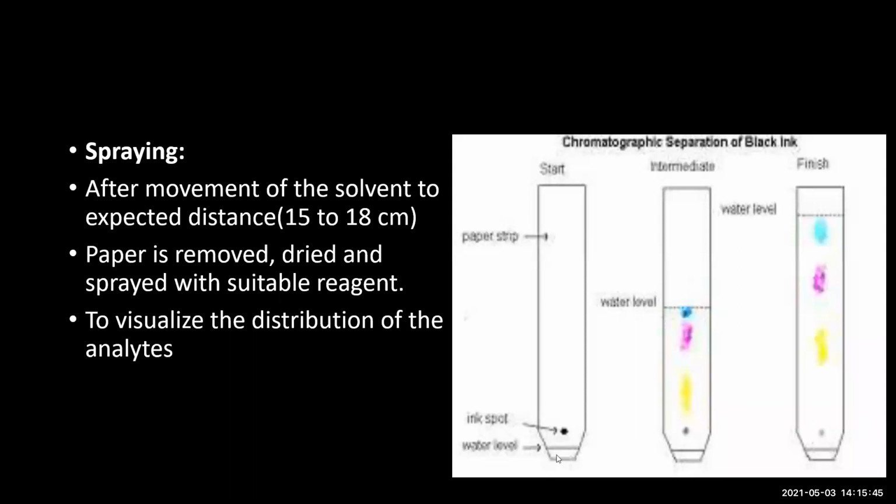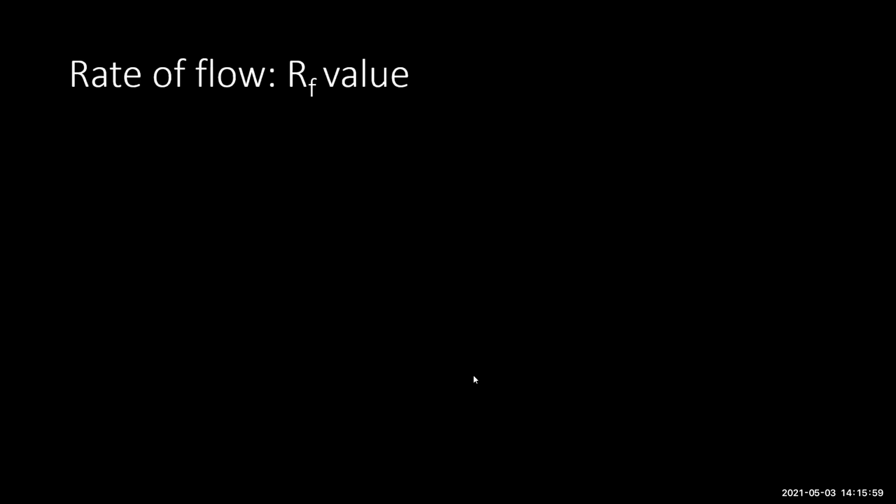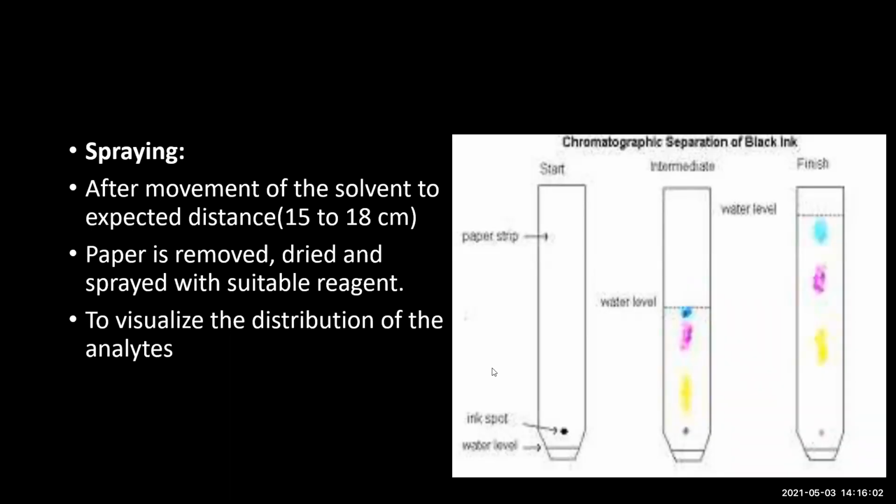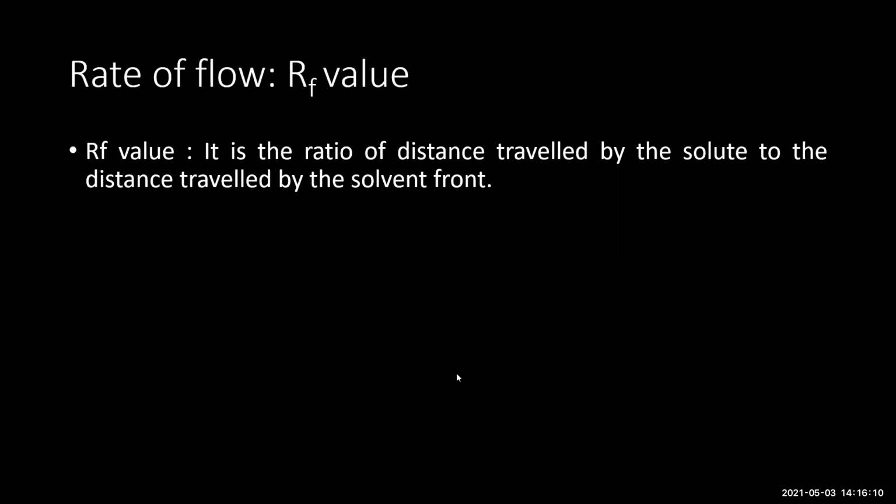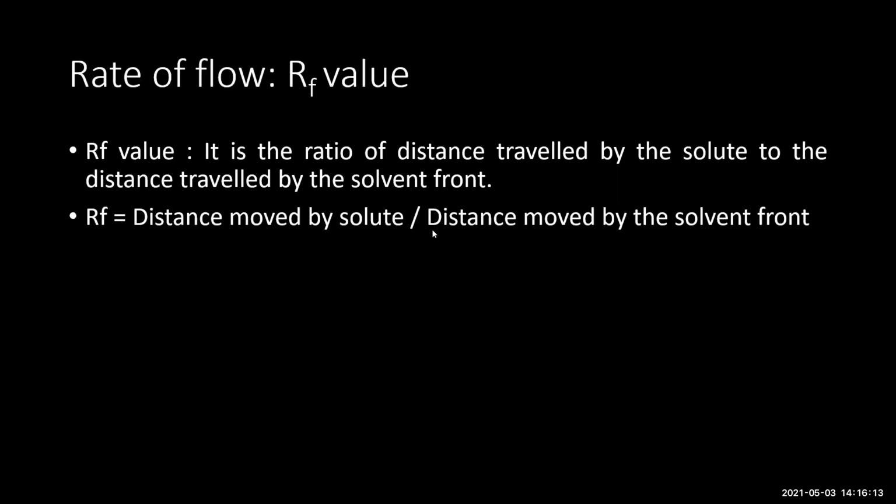So if you see here, let's say from here you have added, this will be the solvent front, where the mobile phase is moving, and this is the distance of the analyte that has traveled. So it's a ratio between the movement of the solvent front and the distance of separated analyte, that is, the distance moved by the solute divided by the distance moved by the solvent front. We can use any units here, centimeters or inches. We prefer to use centimeters because it's easier.